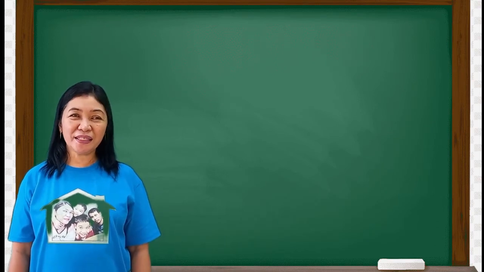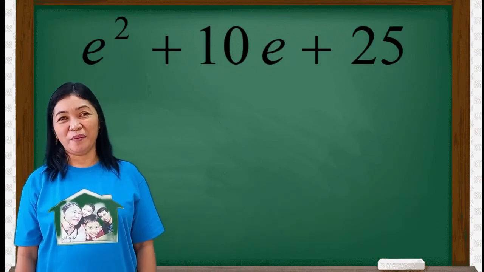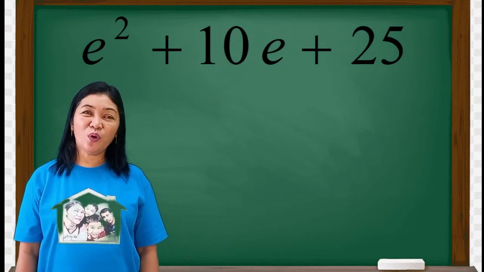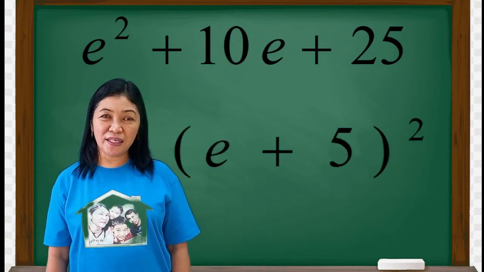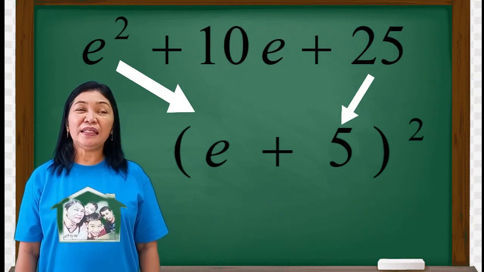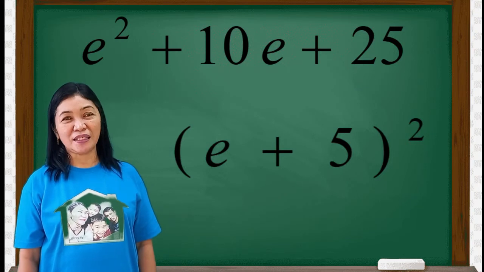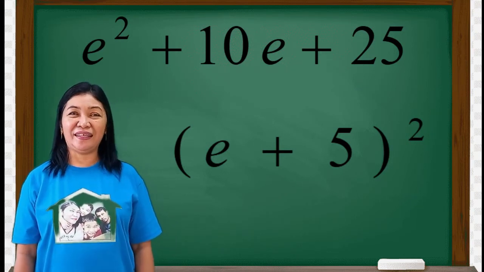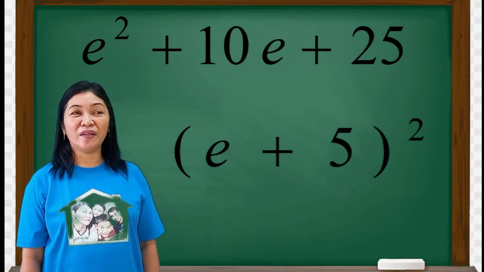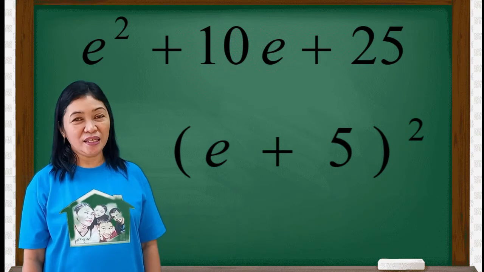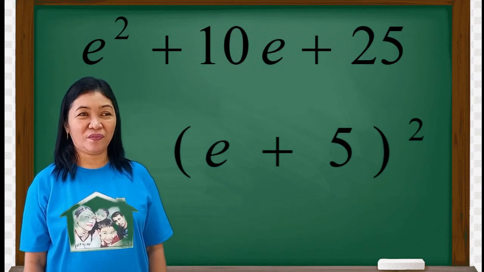Consider the first example. The given PST is e squared plus 10e plus 25. The square root of e squared is e, and the square root of 25 is 5. Since the middle term is positive, we separate e and 5 by a plus sign. Then, square the binomial. So we have the square of e plus 5.